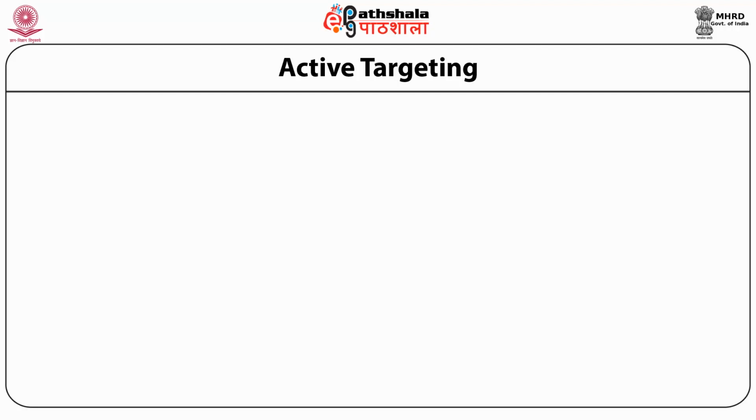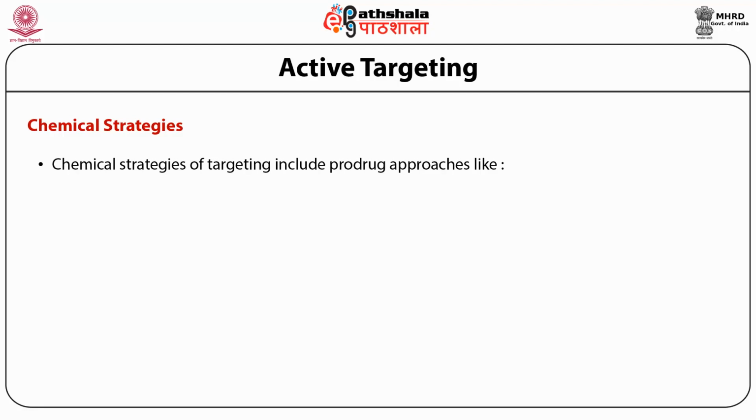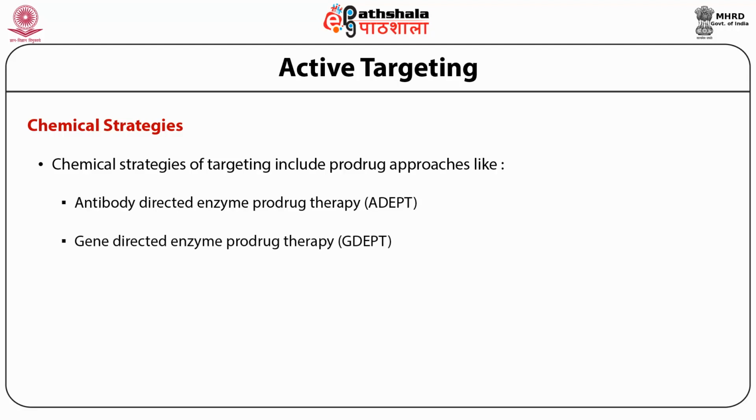Apart from physical strategies, there are also some chemical strategies. In chemical strategies, we are using some chemical material to target the drug to the disease site. That includes antibody directed enzyme prodrug therapy, in which we use antibodies to target the nanocarrier to the disease site, and gene directed enzyme prodrug therapy, in which we use genes, that includes gene therapy.